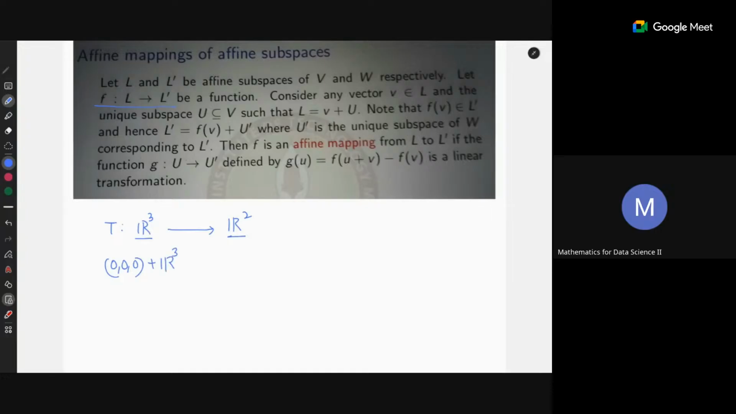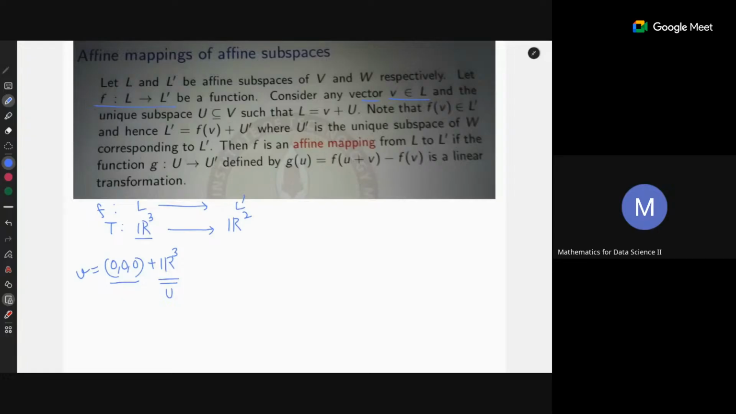Now, that is what the second line says. Consider any vector v in L. This is my L, this is my L prime, this is my F in the definition. Now you consider any v in L. This is my V, and consider the unique subspace U such that L is equal to V plus U. So L is equal to V plus U.